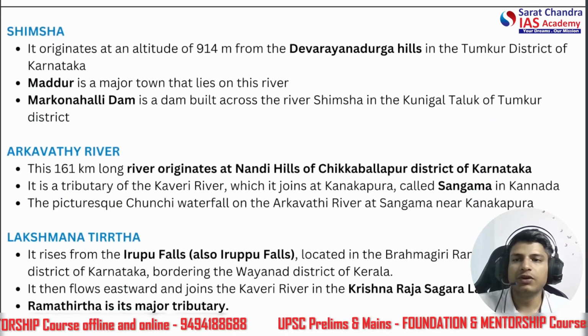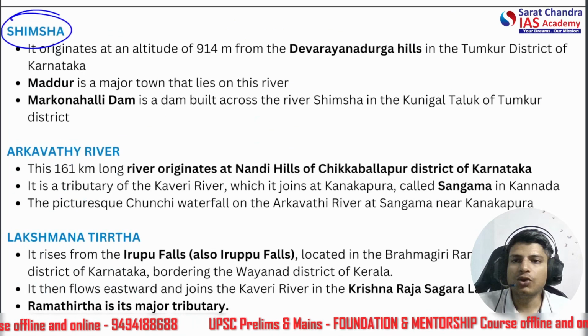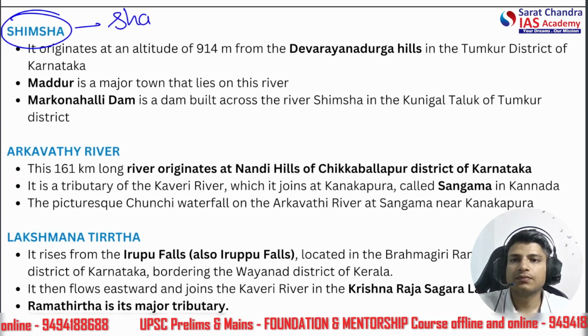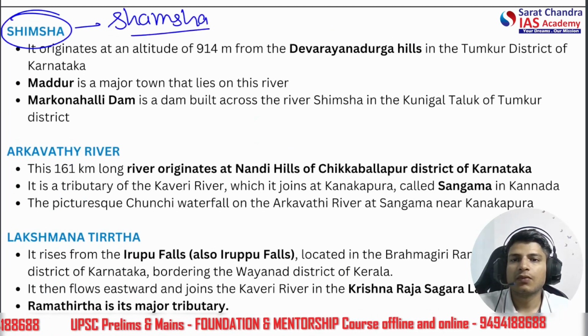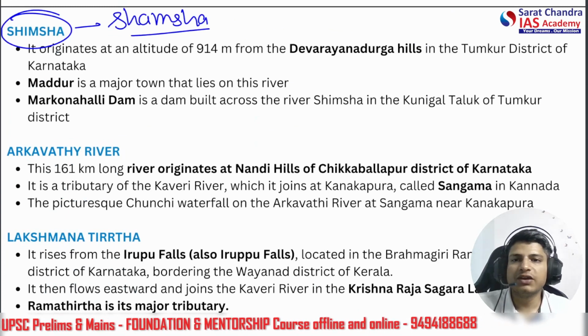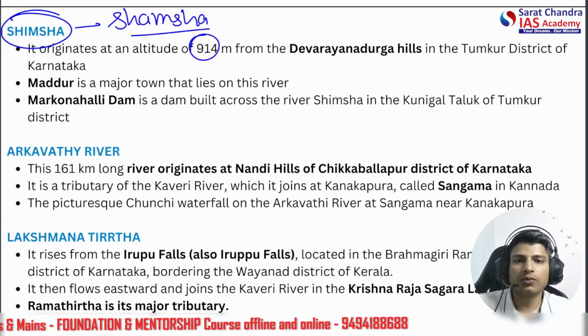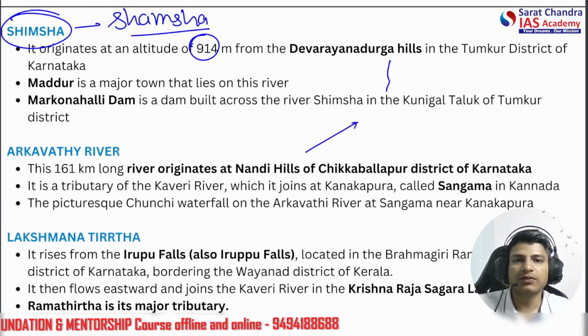Okay, let's move forward to the Shimsha or the Shamsha. Okay, so it originates at an altitude of 914 meters. Okay, so this Hemavati is coming from this side. Shamsha we saw it's coming from this side.